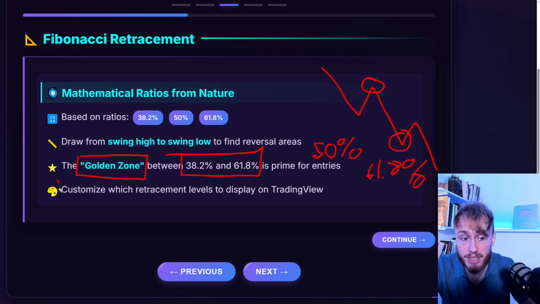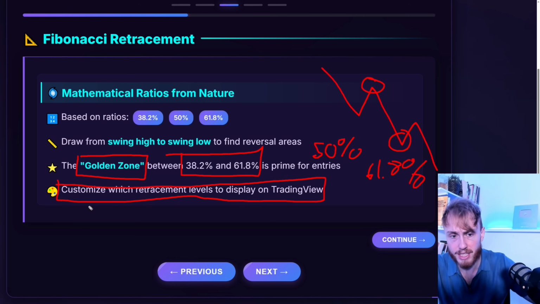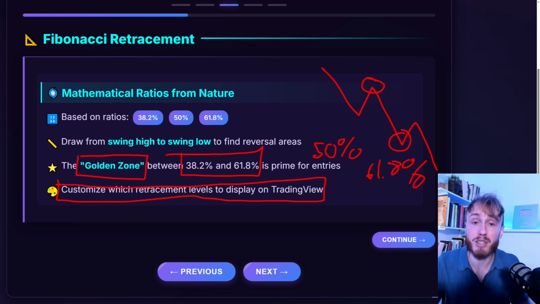And as with all indicators, we can customize the settings of the Fibonacci to make it more simple and more clear to use. Because remember, what is the goal of TradingView indicators? Well, the goal is to make the chart easier to read and make it easier and more clear to analyze. We want clarity on our charts.